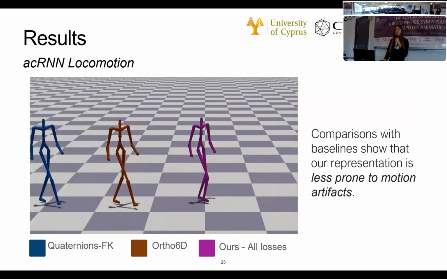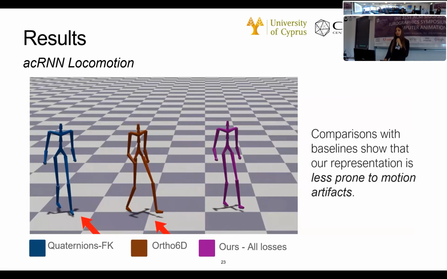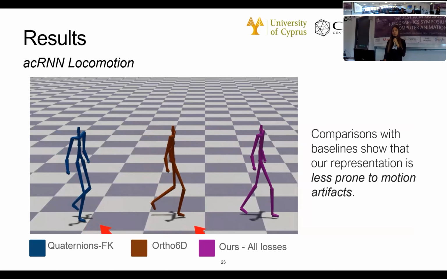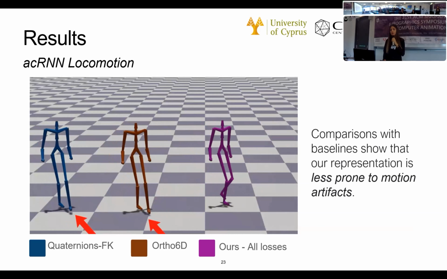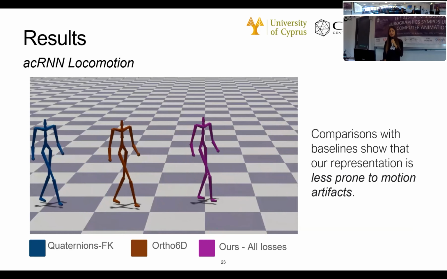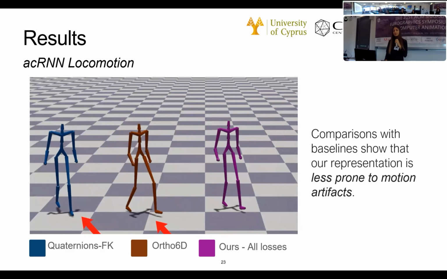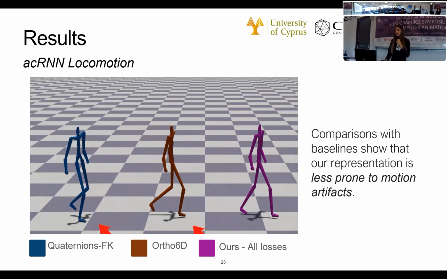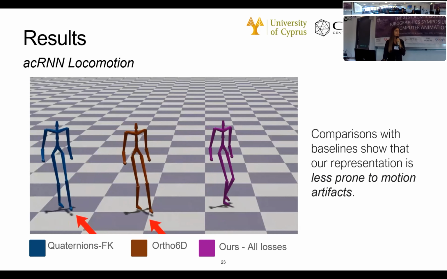Having identified the best candidate from each family of representations, we conduct comparisons between them. We observe that among the three, our representation is less prone to motion artifacts, as can be seen in the video. Notice the foot shaking of the blue and orange characters.